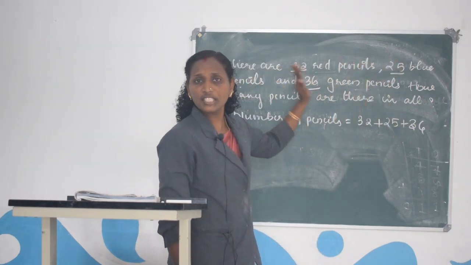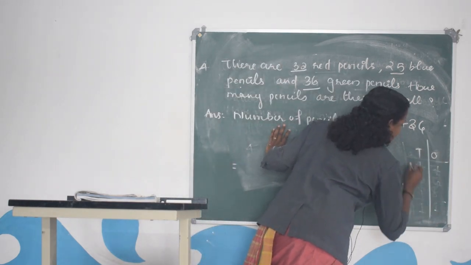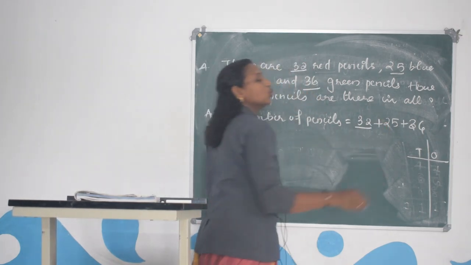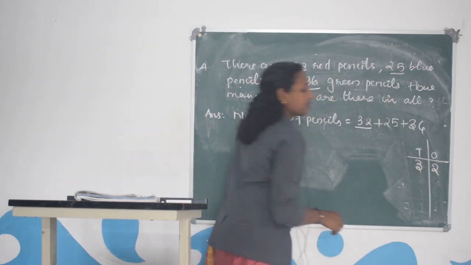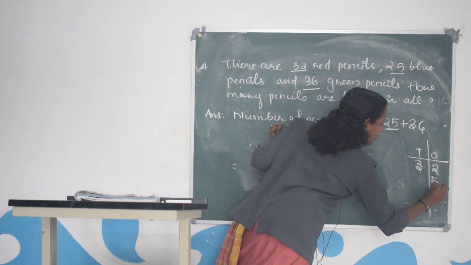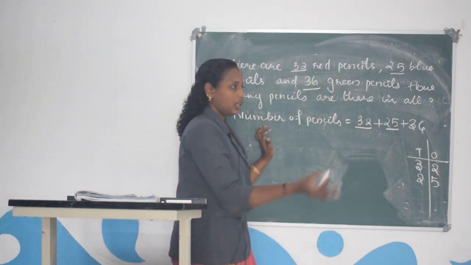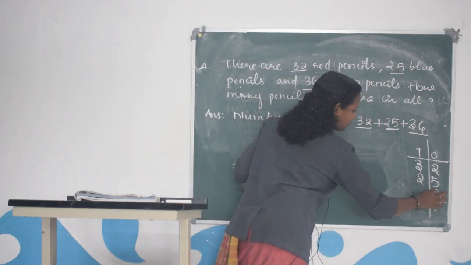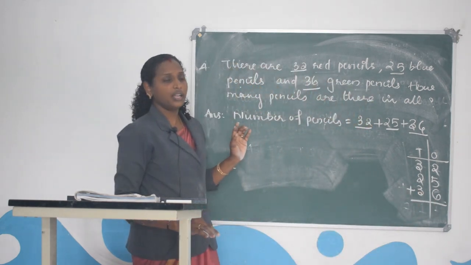First we have to arrange the numbers in places. It has 2-digit numbers, so it has ones and tens. Look at the first number, 32: 2 in the ones place and 3 in the tens place. The next number, 25: 5 in the ones place, 2 in the tens place. The next, 36: 6 in the ones place and 3 in the tens place. That means to find the sum, or addition.